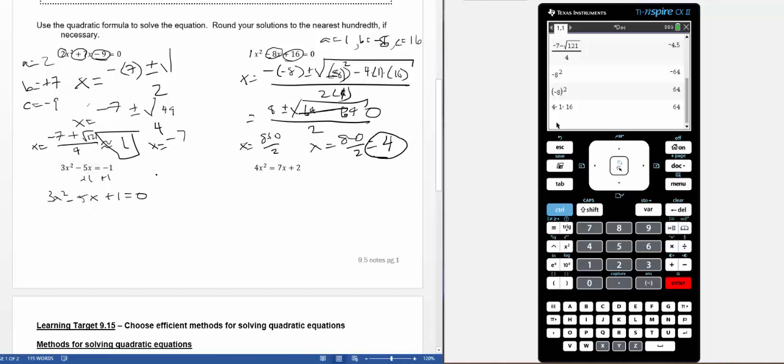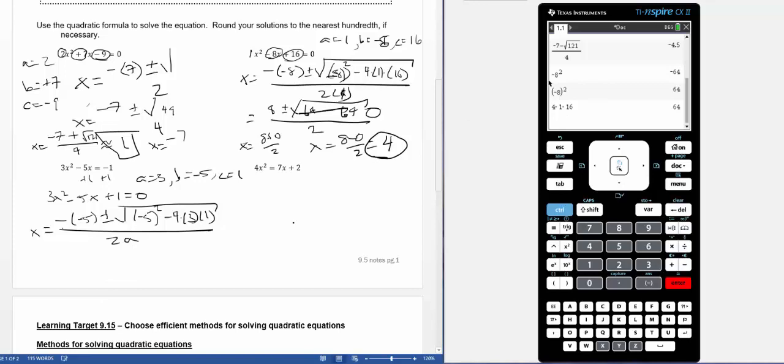So this is equal to 0. I think my a is 3, b is minus 5, and c is plus 1. So we get x is equal to negative b, minus negative 5, plus or minus the square root of b squared minus 4 times a times c, and all of this is divided by 2a.